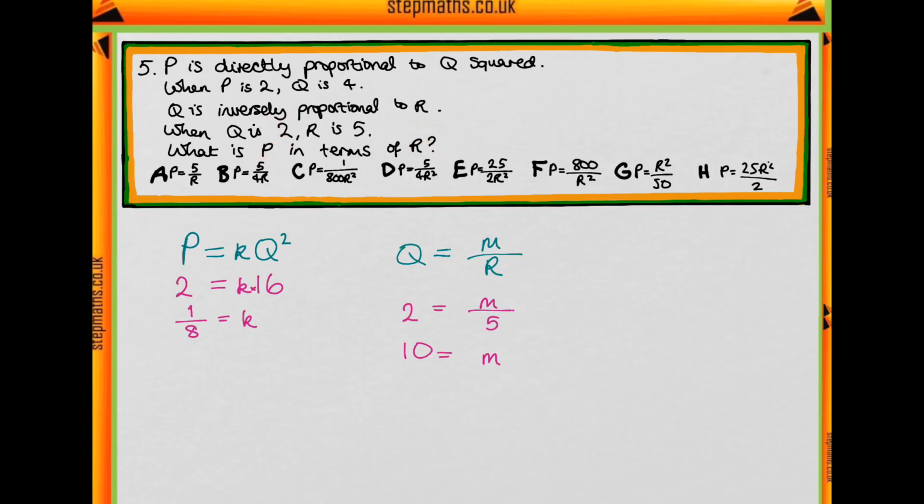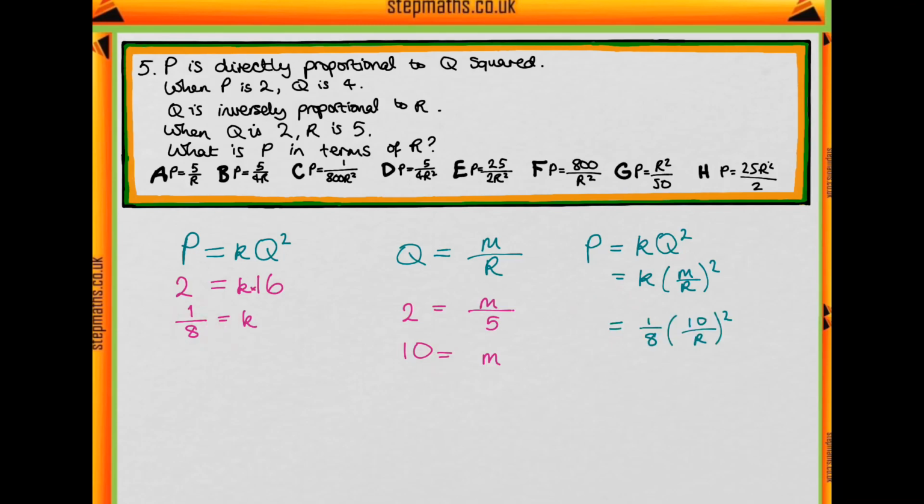So now we want to link these things together to find what P is in terms of R. So let's first rewrite P in terms of Q. Well, P equals K Q squared, but we know Q in terms of R, so we can write the Q as M over R, squared, because M over R is just Q. And now we can substitute in for K and M because we know what these things are. We found them just now.